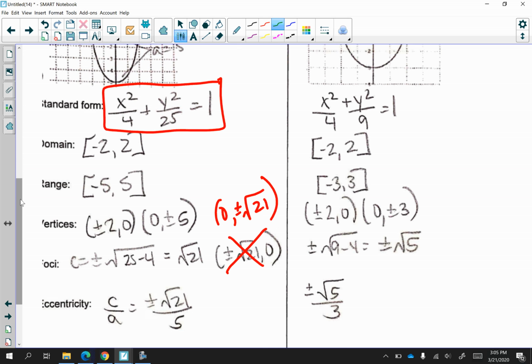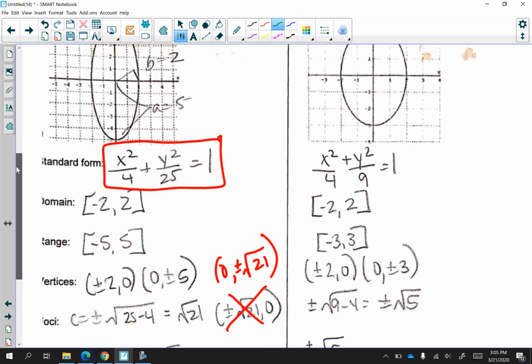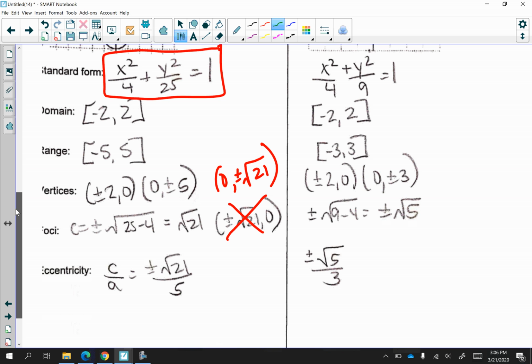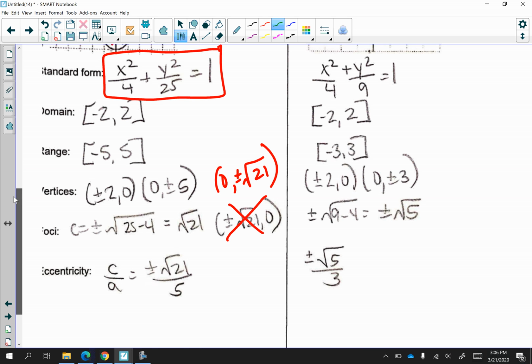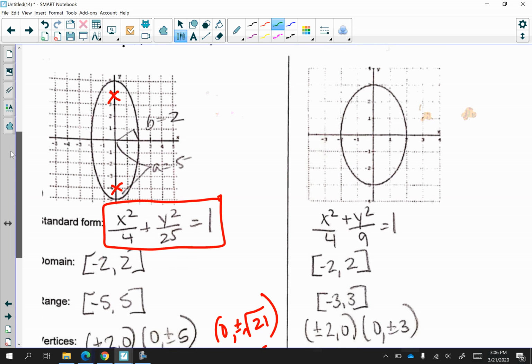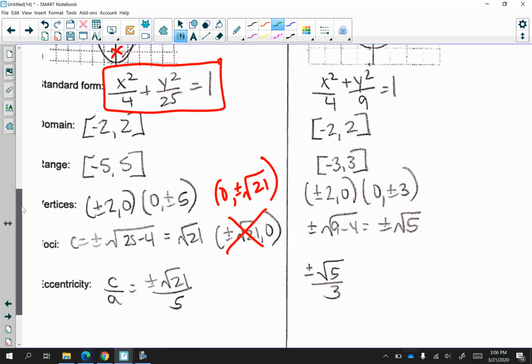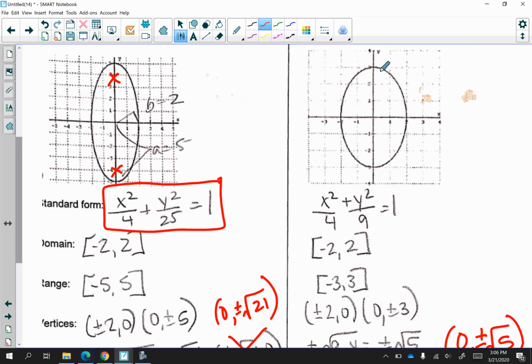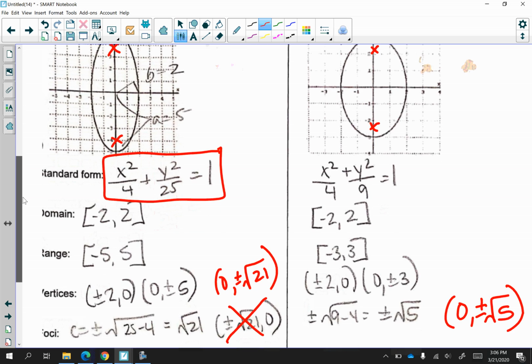I did make an error here because remember we said our major axis is on the y-axis, so my foci would be here and here. So that would be 0, comma, plus or minus radical 21. And again, to find the eccentricity, it's c over a, plus or minus radical 21 over 5. And take a look at the second example as well. For the foci, it should be 0, comma, plus or minus radical 5, because again, it's longer than it is wide, so my foci would be on my major axis, which would be the y-axis from the center.